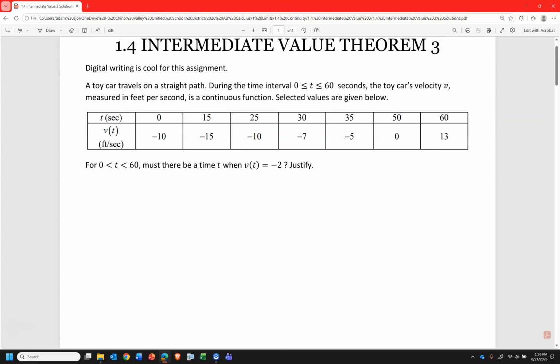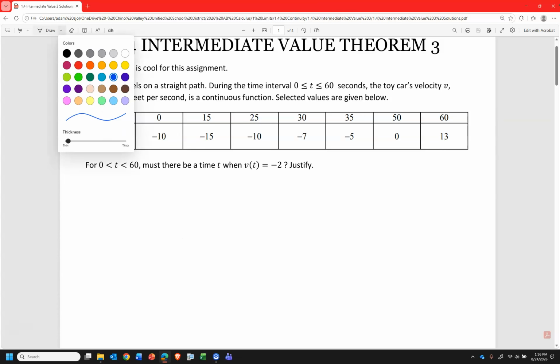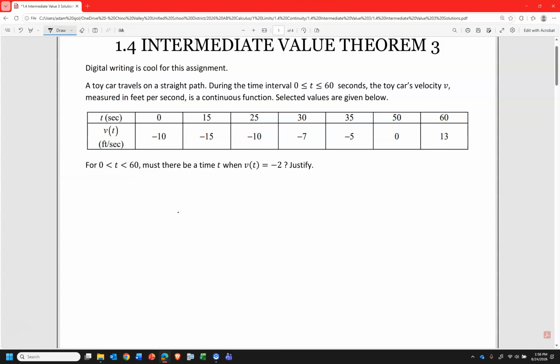Okay. A toy car travels on a straight path. In calculus AB, it's always a straight path because we only do one-dimensional motion. Okay. During the time interval for 0 to 60 seconds, the toy car's velocity, you can think speed, measured in feet per second, is a continuous function.